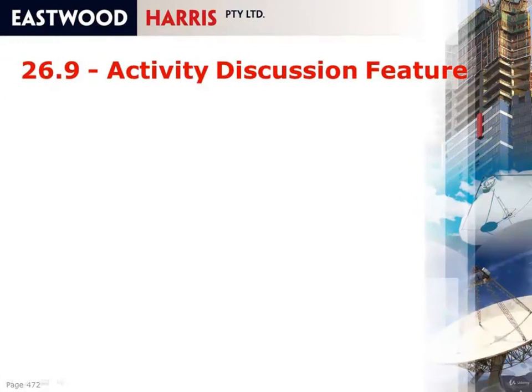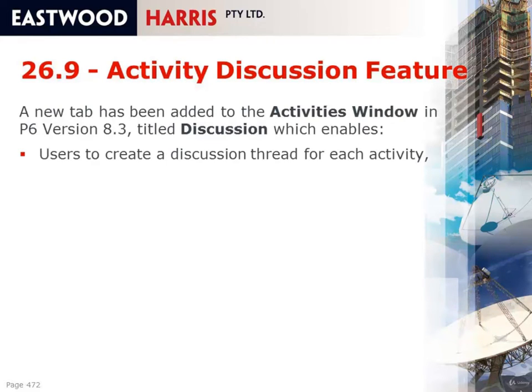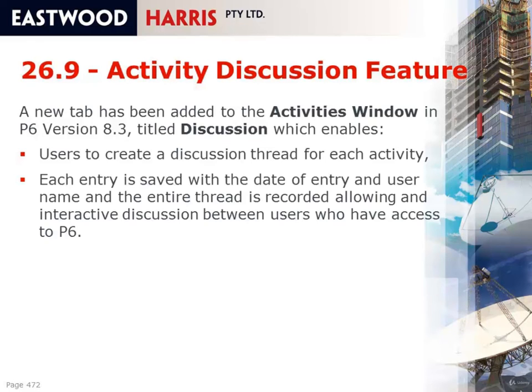Activity Discussion feature. The Activity Discussion feature is a new tab that's been added to the Activities window in Primavera P6 8.3. And this enables a user to create a discussion thread for each activity, and then each entry is saved with the date of the entry and the username, and therefore the entire thread is recorded, allowing an interactive discussion between multiple users who have access to P6 in that project.